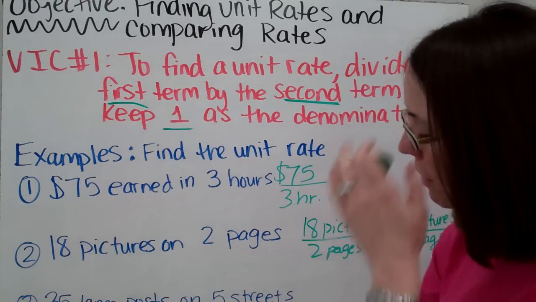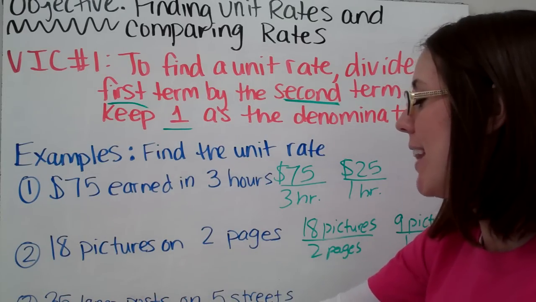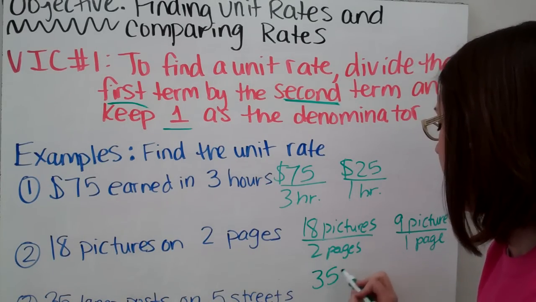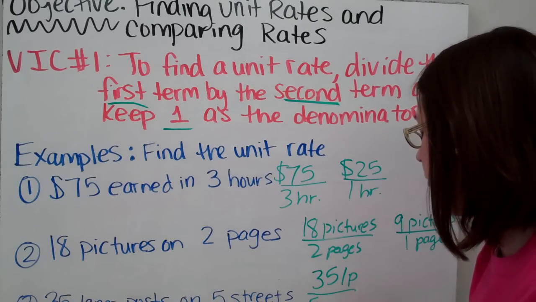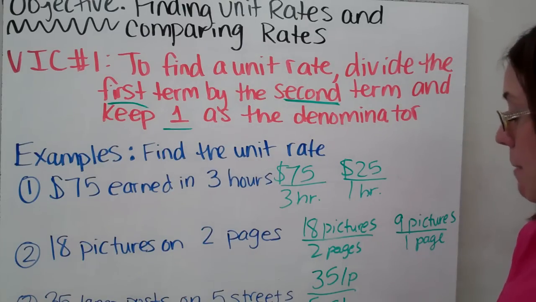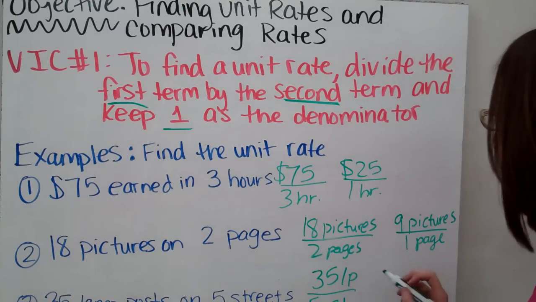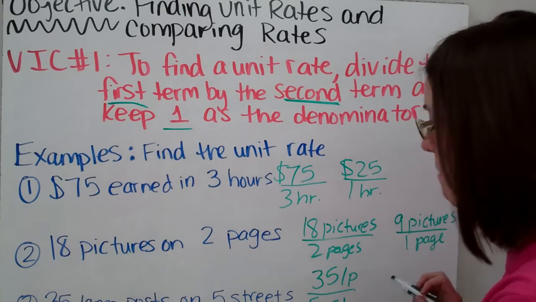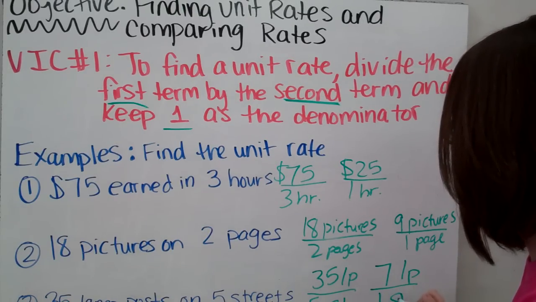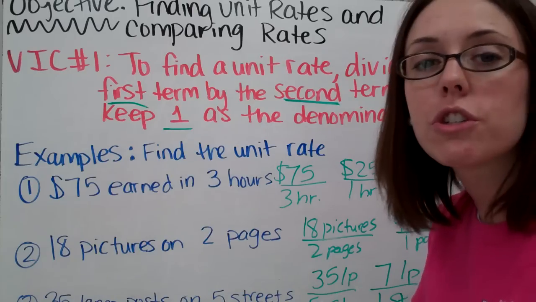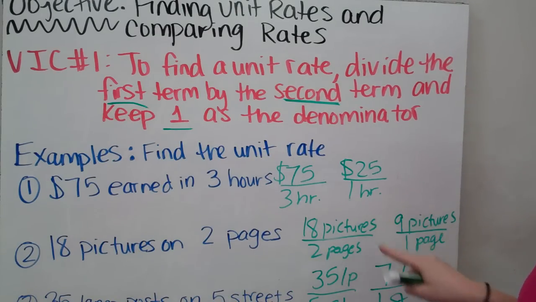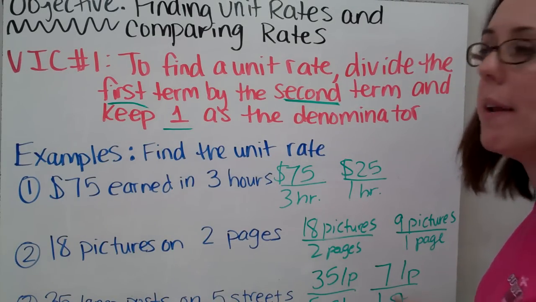Last example, number 3. There are 35 lamp posts on 5 streets. We want to know how many lamp posts are on 1 street. So we do 35 divided by 5, which gives you 7 lamp posts on 1 street. What does that mean? On your 1 street, you would have 7 lamp posts. These are unit rates because our denominators are all 1.